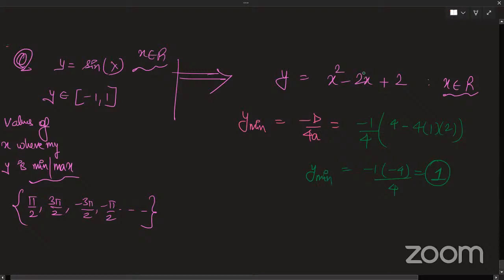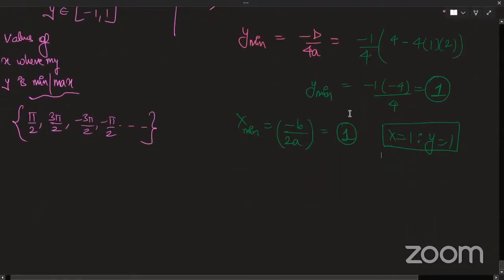Correct? And at what value of x am I getting the minimum value? It is minus b by 2a. Did everyone forget this? So tell me, what is minus b by 2a? Minus b by 2a is also 1, right? So basically at x equal to 1, I will be getting my minimum value, that is y equal to 1.